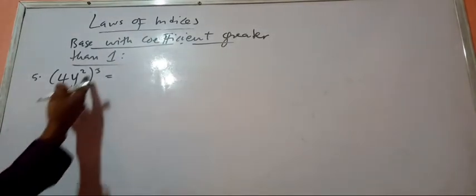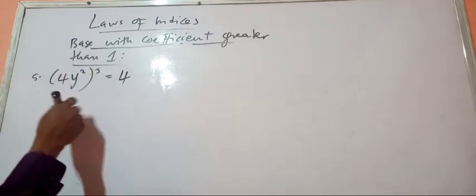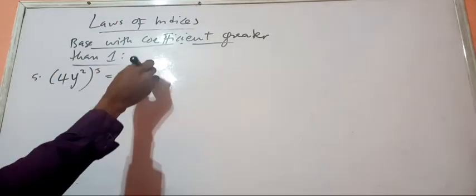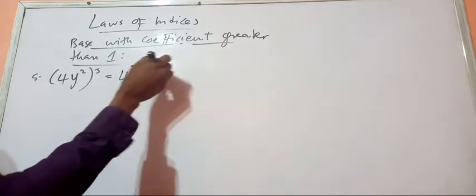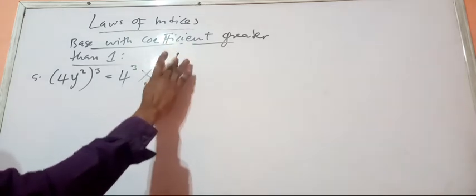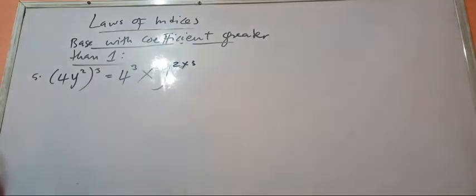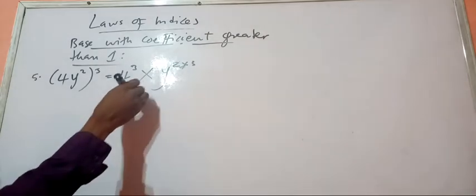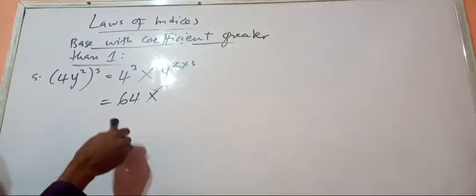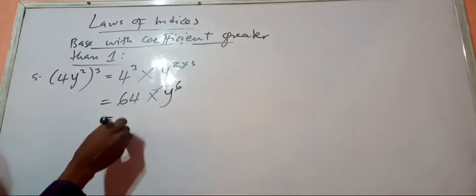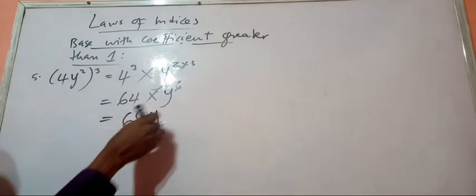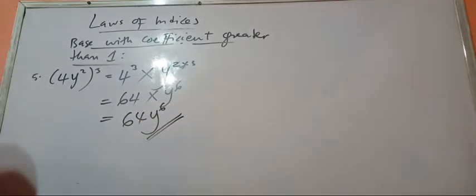Now, what do we do? This is 4 raised to power 3 multiplied by y to the power 2 times 3, based on the single number base. So we are having 4 raised to power 3, which is 4 times 4 times 4, which is 64, multiplied by y raised to power 6. So the final answer gives us 64y raised to power 6. Simple.